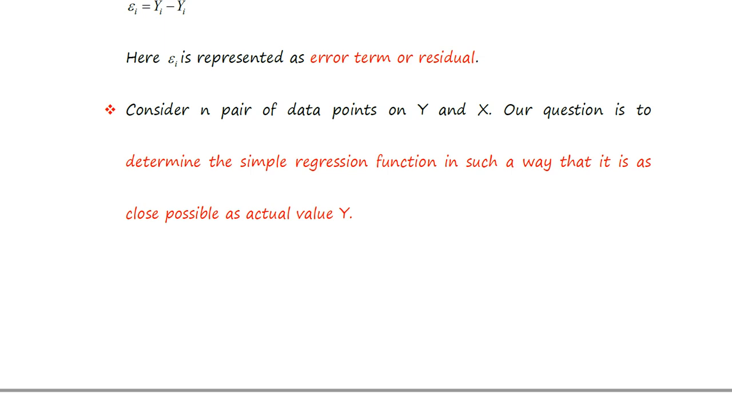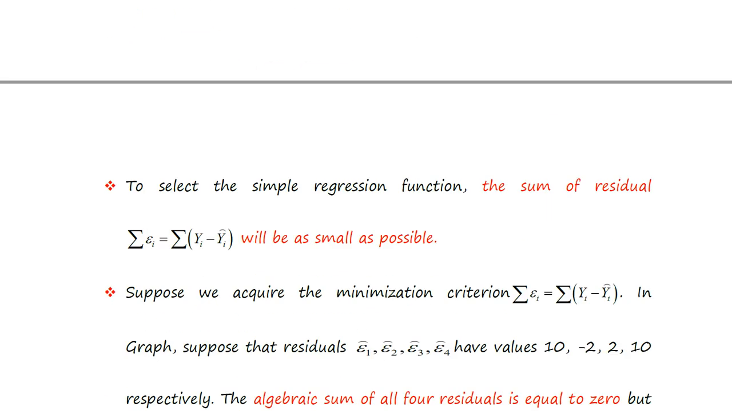Y are the actual values and y cap are the estimated or predicted values. Consider n pairs of data points on a graph. Our question is to determine the simple regression function in such a way that it is as close as possible to the actual value y. In other words, we want to draw a straight line or calculate the simple regression function in such a manner that it is as close as possible to the observed actual y values.